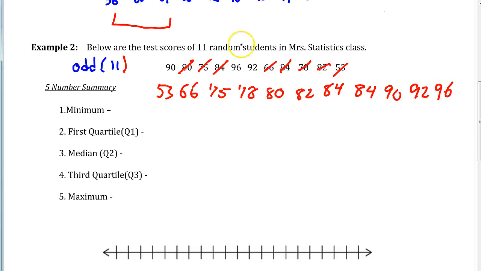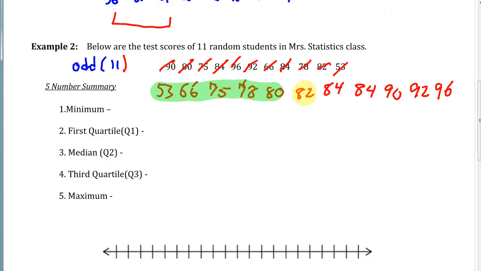There we go. Okay. And then just to make sure, count them off, make sure there's an equal number for each. So since there is 11, there's going to be an exact middle number. In this case, it is 82, because that means there's 5 that are bigger than 82 and 5 that are less than 82, right?